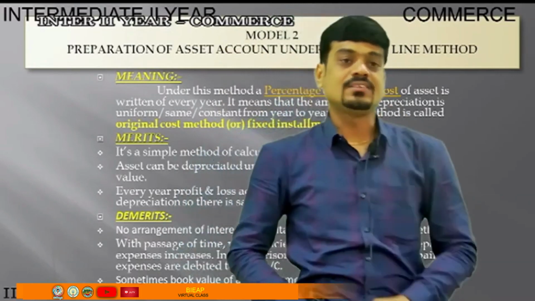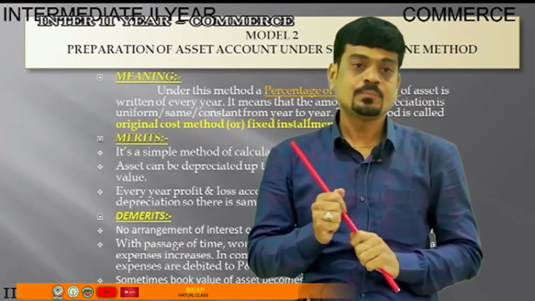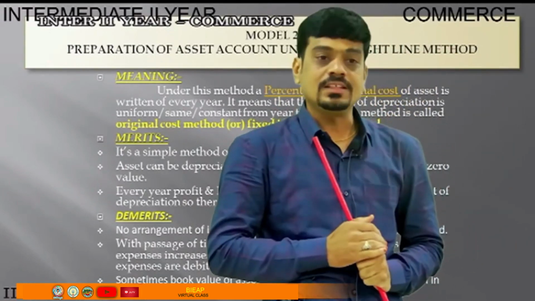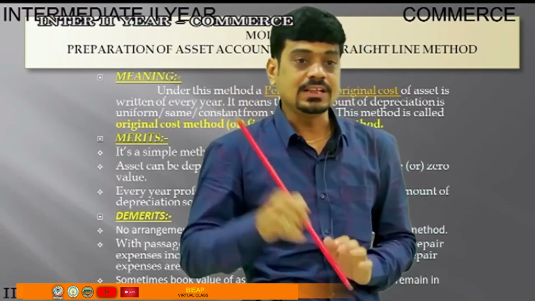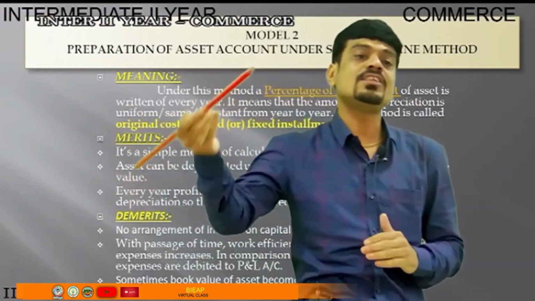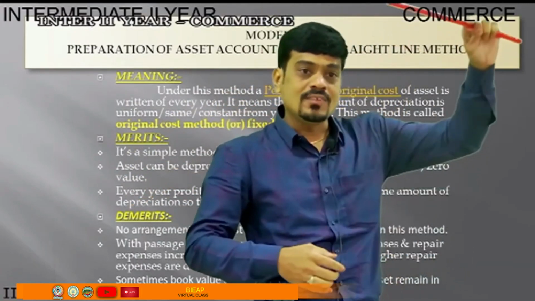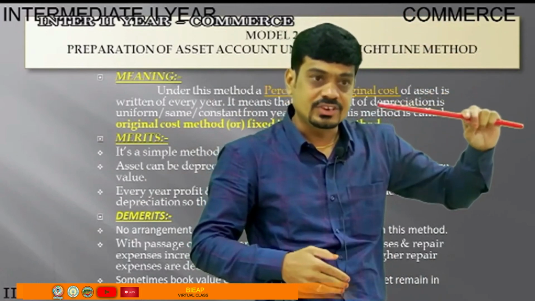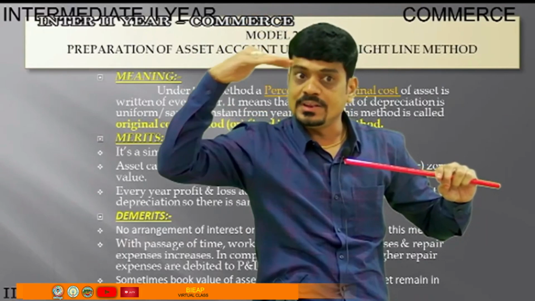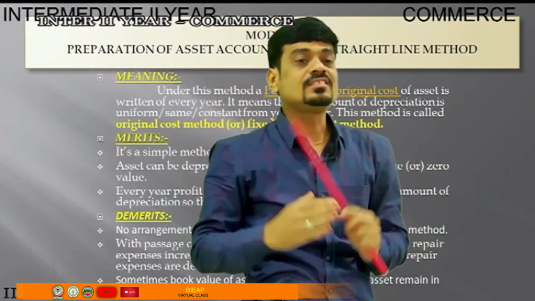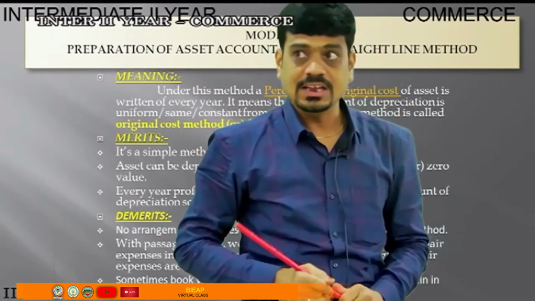How? Say for example, if I am charging depreciation of 10,000 on an asset of 1 lakh, the written down value of the asset is 90,000. But next year also I am charging 10,000. Next year also 10,000. Means on one hand the value of asset is decreasing, but on the other hand the amount of depreciation is constant, which seems to be a little illogical, in the sense there is no logic in it.